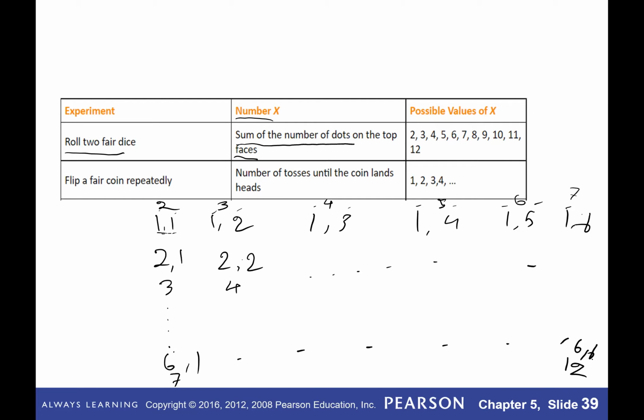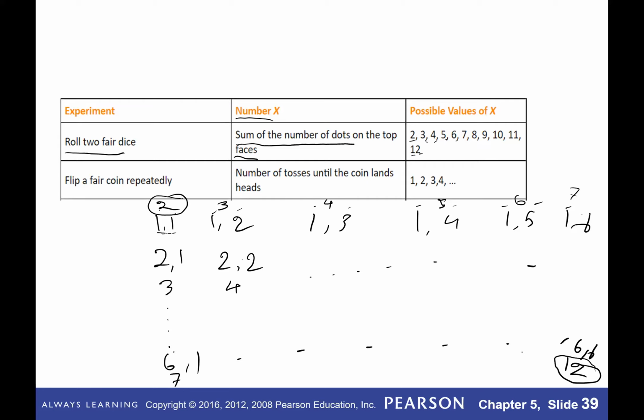So what are the possible values of x? It's also given here, right? The possible values of x will be 2, 3, 4, 5, 6, 7, and up to 12, because the smallest number is 2 and the maximum number is 12. So the values of x will be 2 to 12. We can list all the possible values, so that's why this is also a discrete random variable.